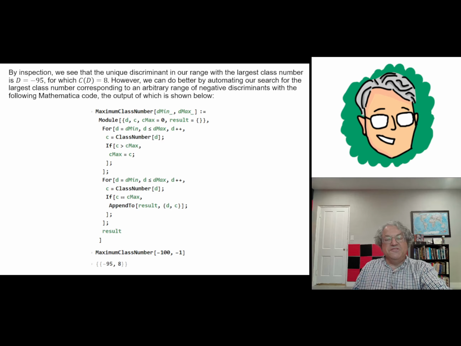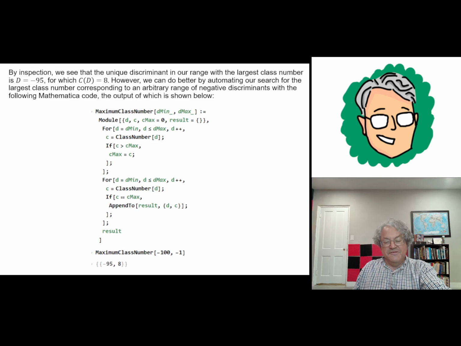So it's really just looping over all the discriminants in the range we're interested in. For our case, D min is minus 99 and D max is minus 1. So you actually have two for loops of D going from D min to D max. In the first for loop, you compute the class numbers of all the discriminants and keep updating the maximum. But then you have to go through it again to look for the maximum. And once you found the maximum, you append the value of D and the corresponding value of C.